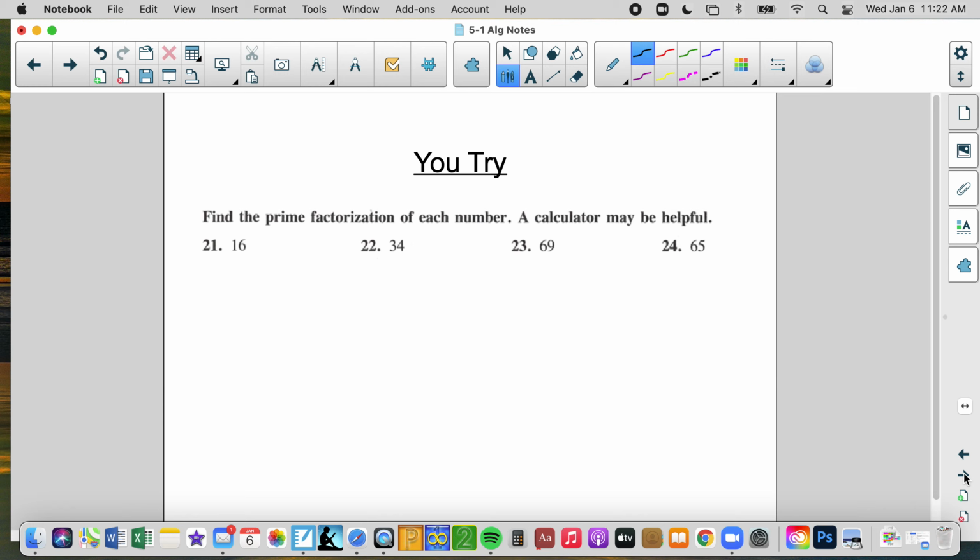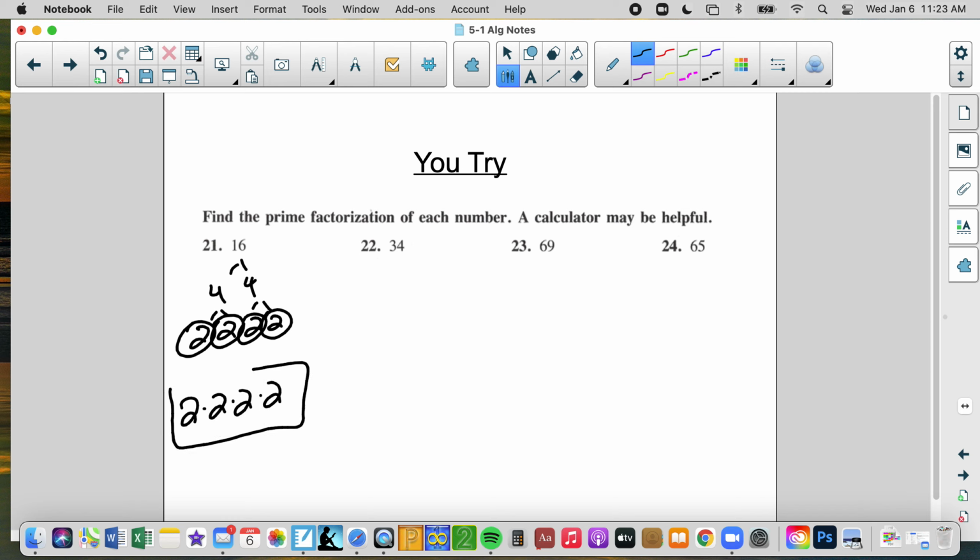So here are 4 problems for you to try. Take a moment, pause the video, do the prime factorization of 16, 34, 69, and 65, and when you're ready, push play and we'll go over the answers. So 16, I'm going to break that into 4 and 4. You may not end up doing that. You may have done 2 and 8, but I did 4 and 4, and then I broke 4 down to 2 times 2, and I broke that other 4 down to 2 times 2. So the prime factorization of 16 would be 2 times 2 times 2 times 2.